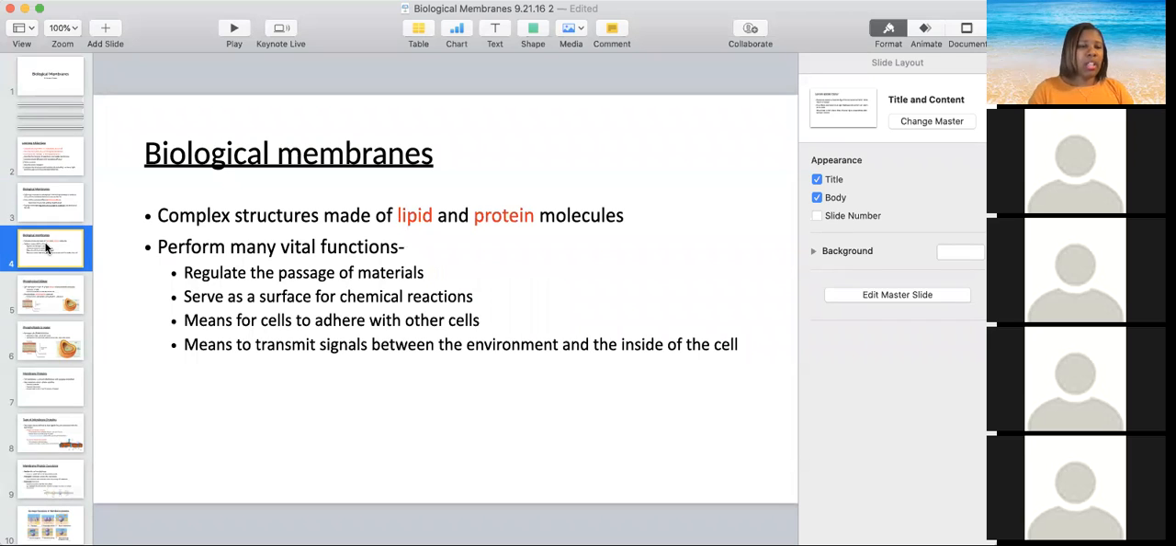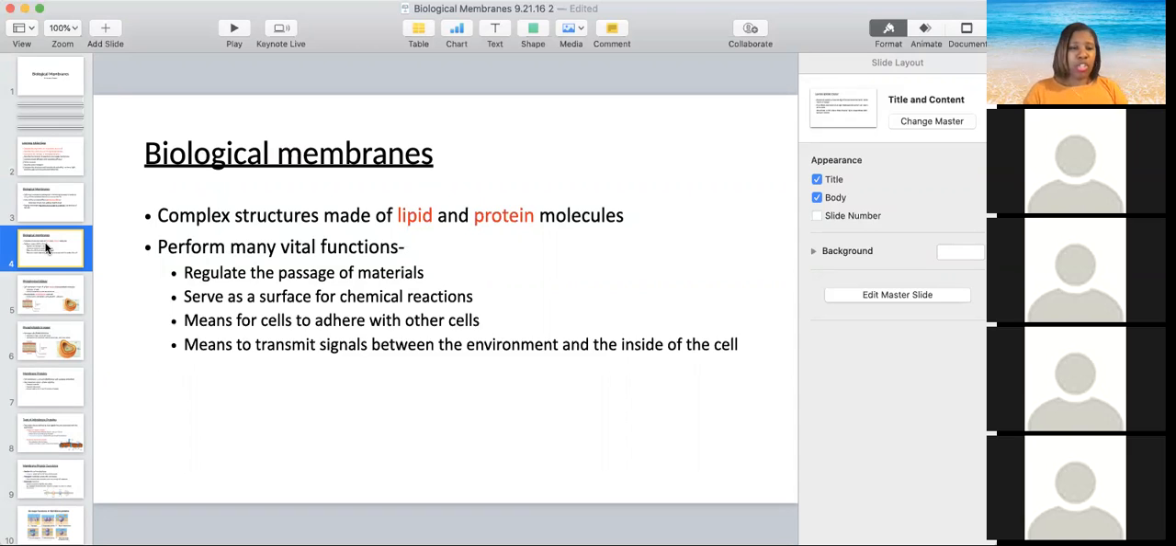So let's look at the structure here. The biological membranes are a very complex structure. They're made up mostly of two molecules, lipids and proteins. Go ahead and write that down, that the plasma membrane is mostly made up of lipids and proteins. It's a special type of lipid that we'll look at in just a moment, the phospholipid. You may have heard about phospholipids before.